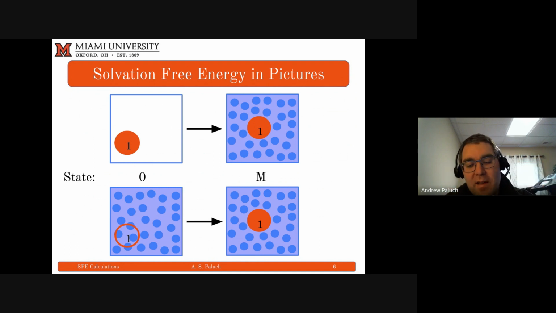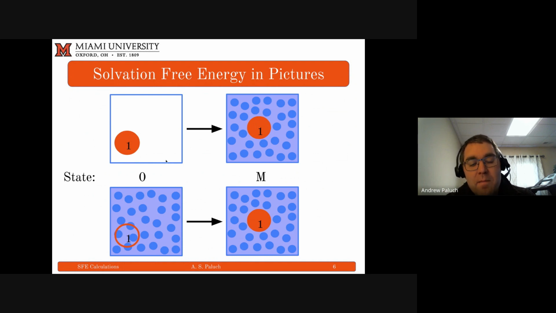My reference state is the solute in an ideal gas phase, right? What is an ideal gas? An ideal gas is a system in which molecules don't interact and they don't take up space. So in an ideal gas, molecules don't interact and they don't take up space.